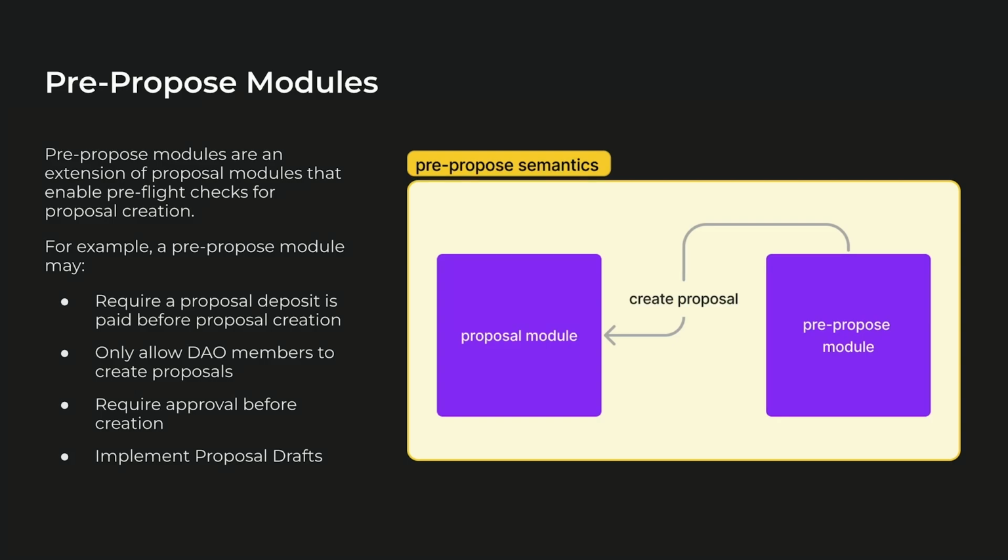So the idea with pre-proposal modules, they're extensions of proposal modules, and they can enable basically pre-flight checks on proposal creation. So what are some things that can be made with this? We can require a proposal deposit is paid before proposal creation. That's a really simple one, right? We expect that. We can have permissions around who's allowed to make proposals. So in DAO DAO, you can have anyone make a proposal, or only DAO members, or maybe only a specific address.